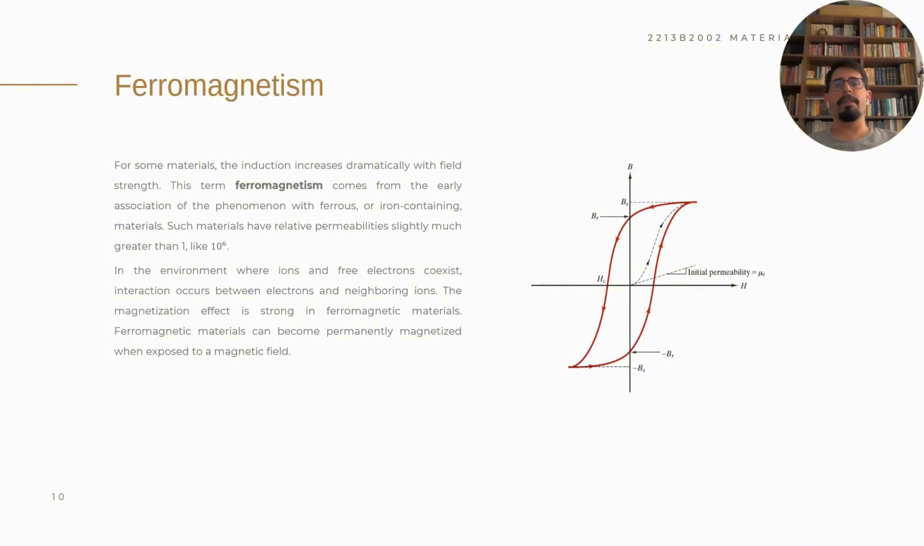And here's the key part. They can retain that magnetization even after the field is removed. That's what we call permanent magnets. On the right, the hysteresis loop shows that magnetic memory, the way ferromagnetic materials stay magnetized even when the field goes to zero. So, ferromagnetism isn't just strong, it's also persistent.